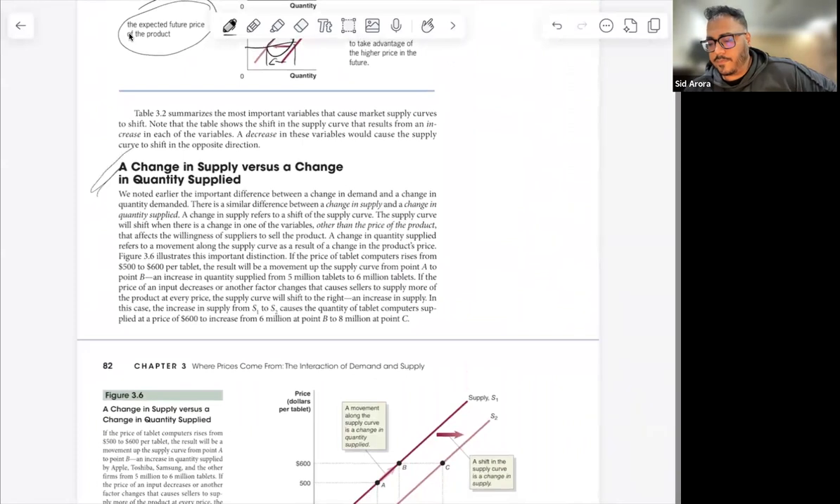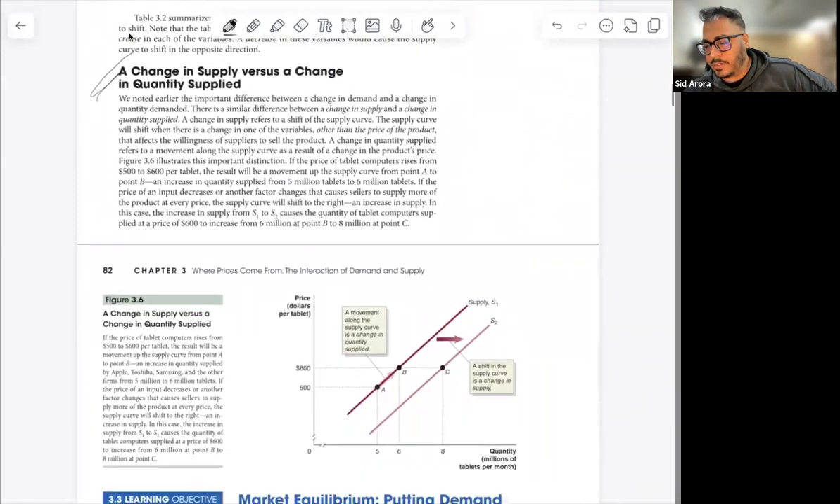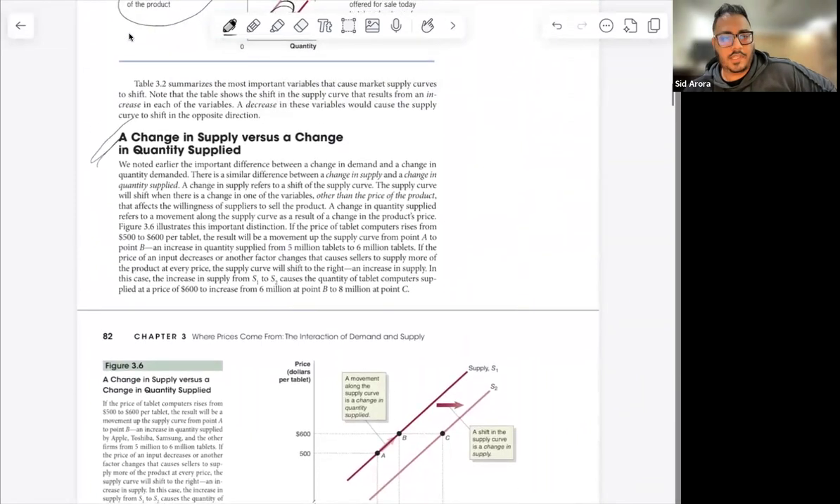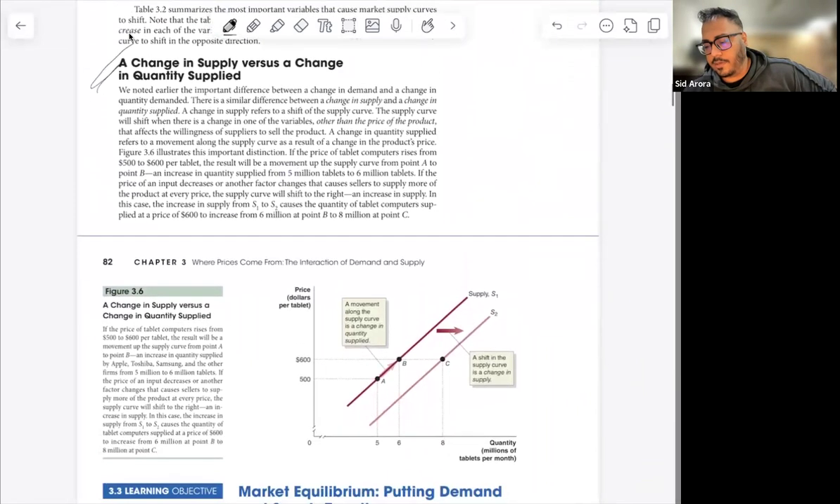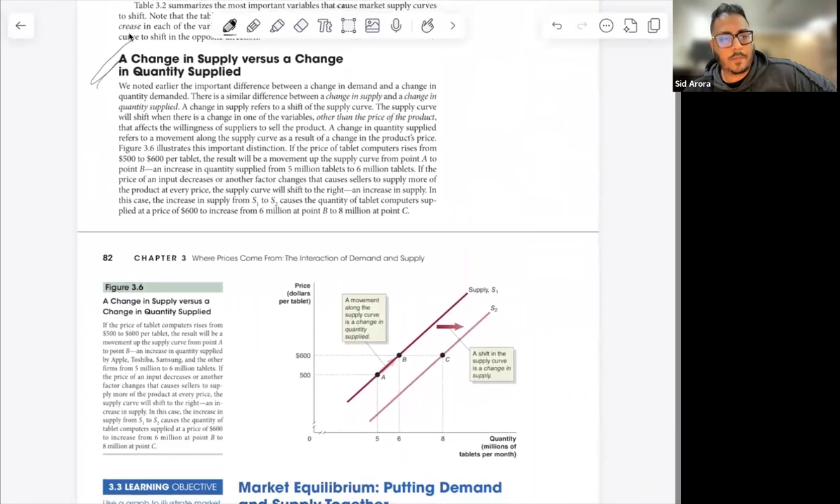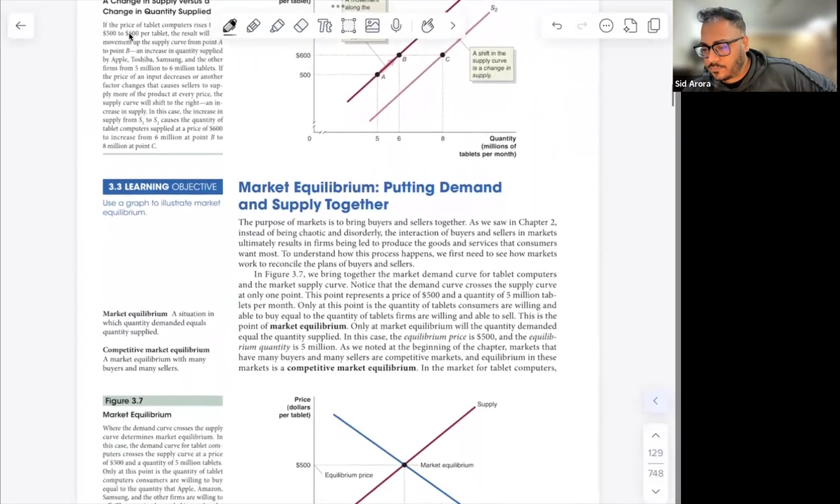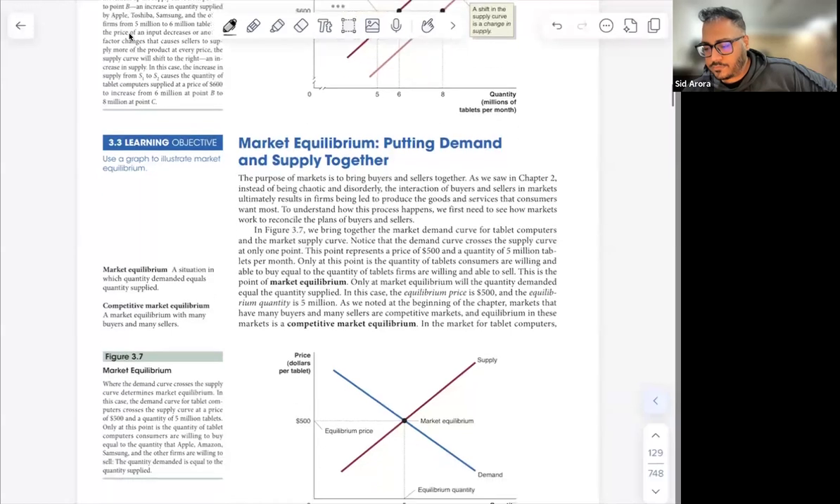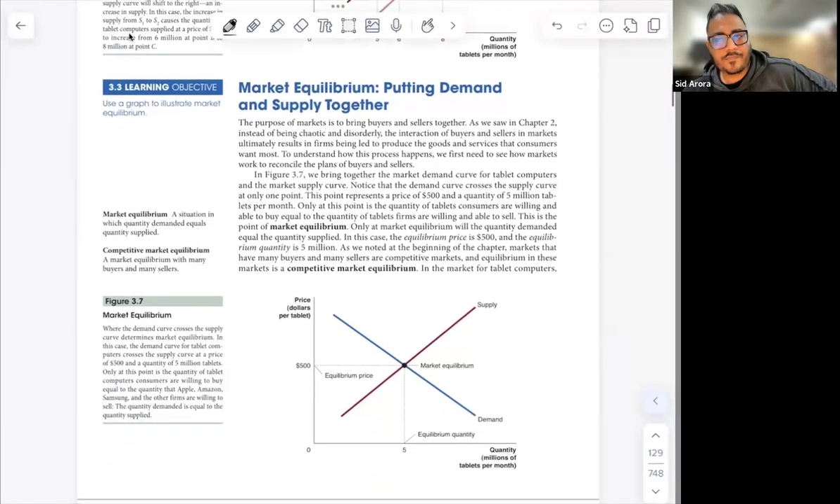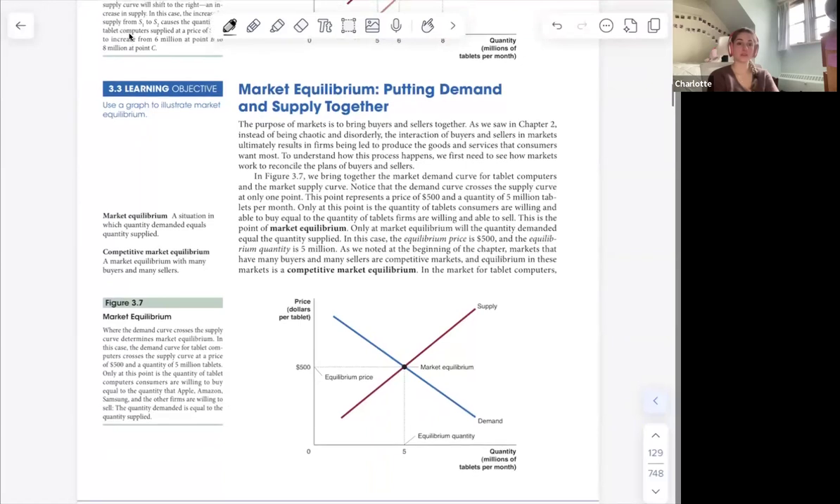Okay, this we've discussed already pretty much. Change in supply versus quantity supplied. Change in supply is going to be a shift in the supply curve. Change in quantity supplied is going to be a movement along the supply curve. Yeah, all good.